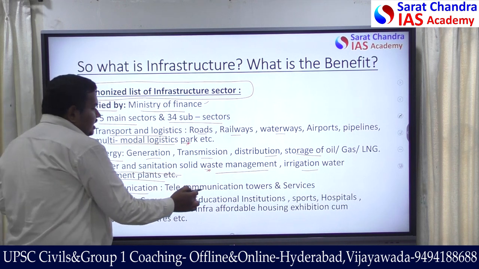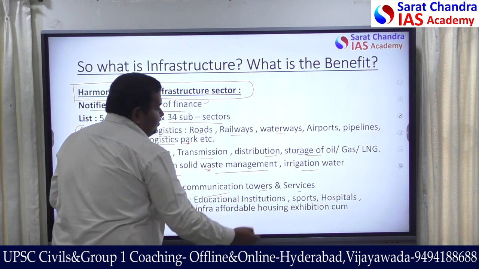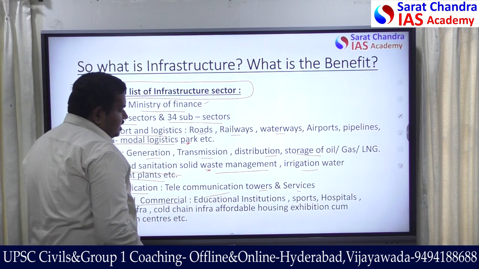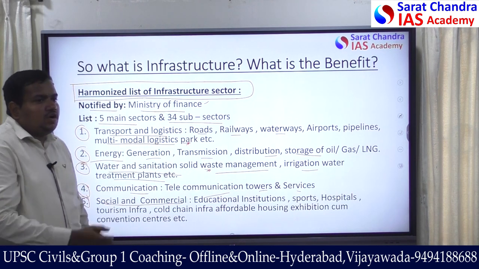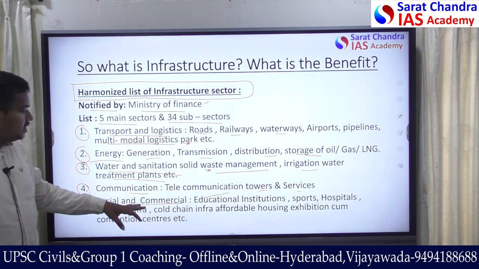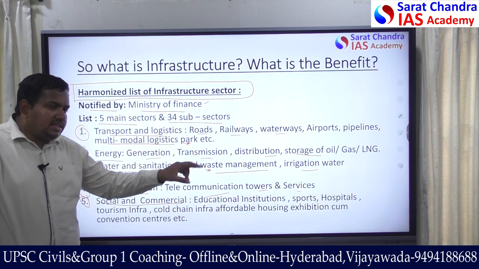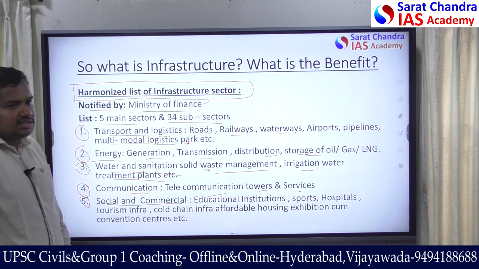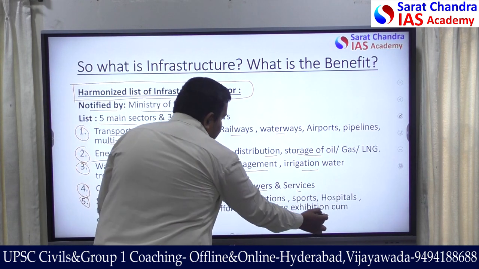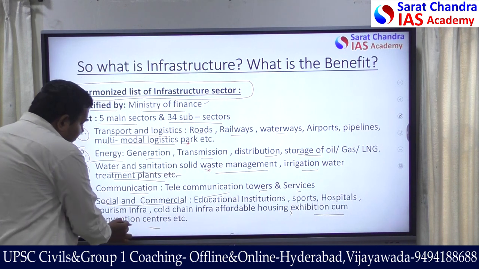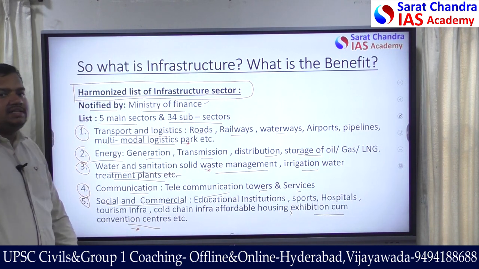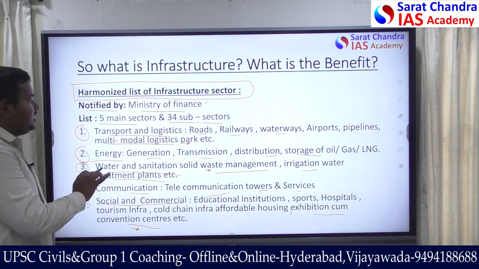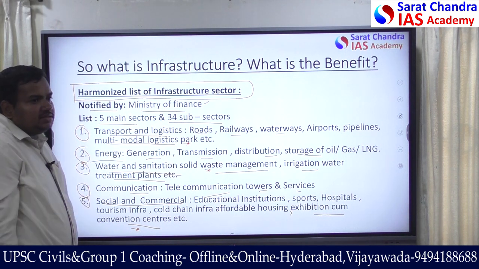Next, communication, telecommunication towers and services. Next, social and commercial infrastructure: education, sports, hospitals, tourism, cold chain. Here the thing you need to remember is the last one, exhibition cum convention centers. Exhibition cum convention centers, even they are considered as infrastructure. Okay, so these are the list given by Ministry of Finance.